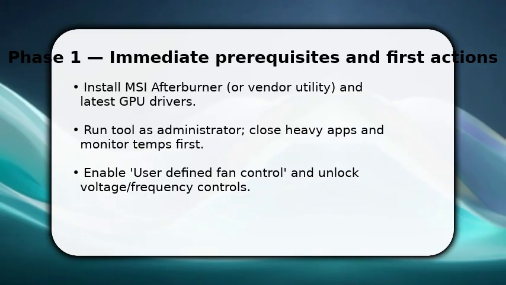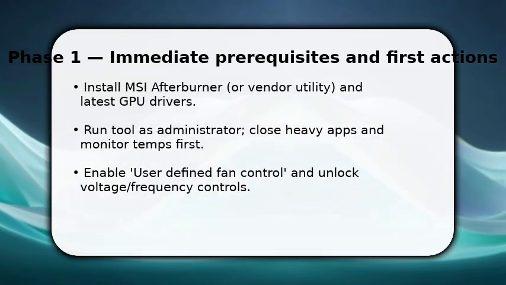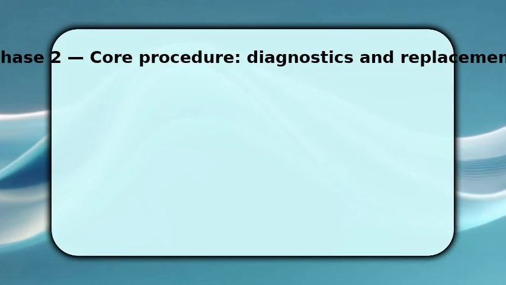While you're here, note baseline idle and load temps so you can measure change. Those numbers explain why you'll pick curve points next. Next, build a fan curve.